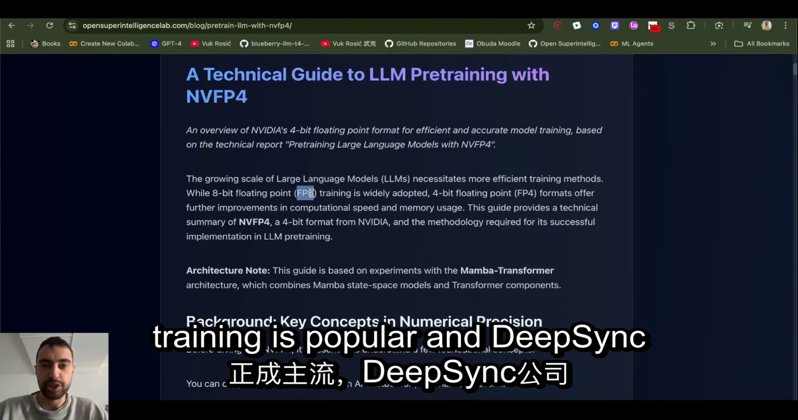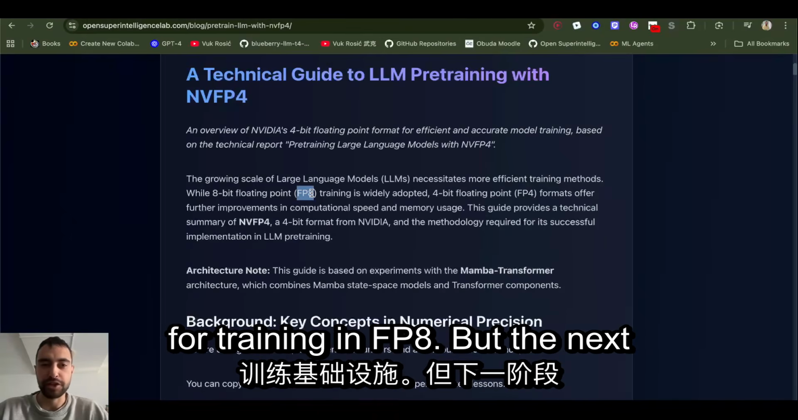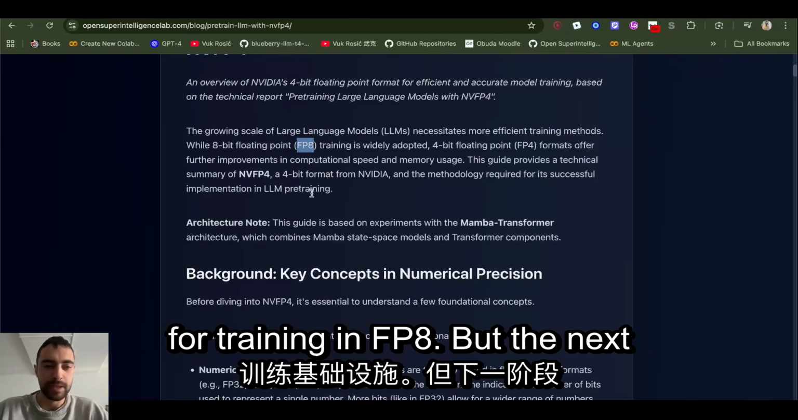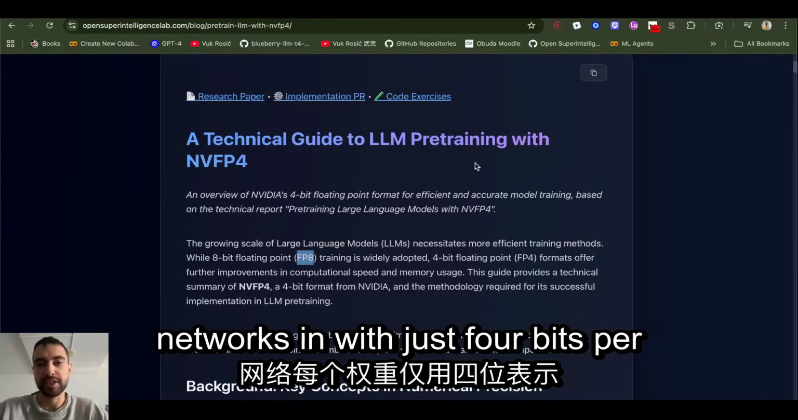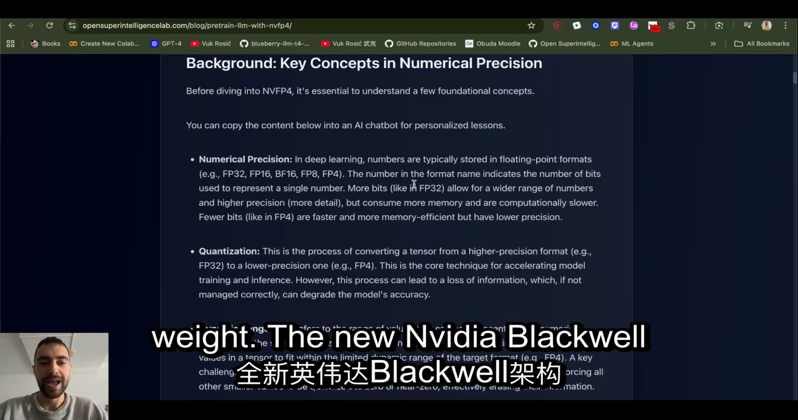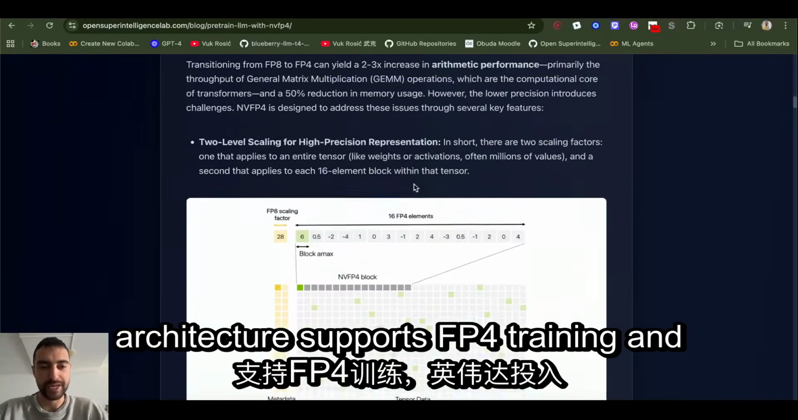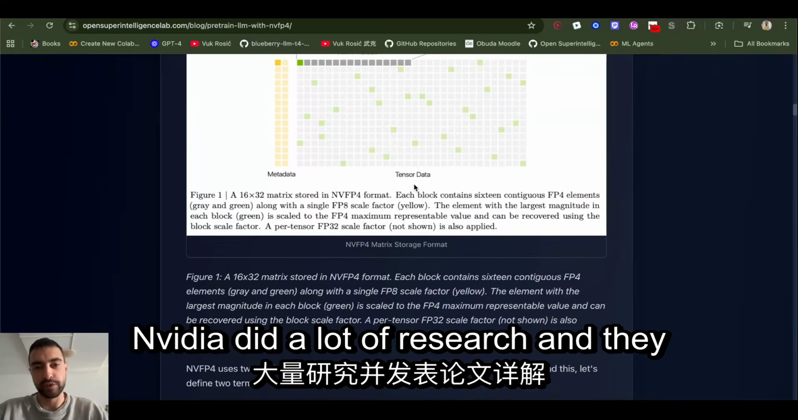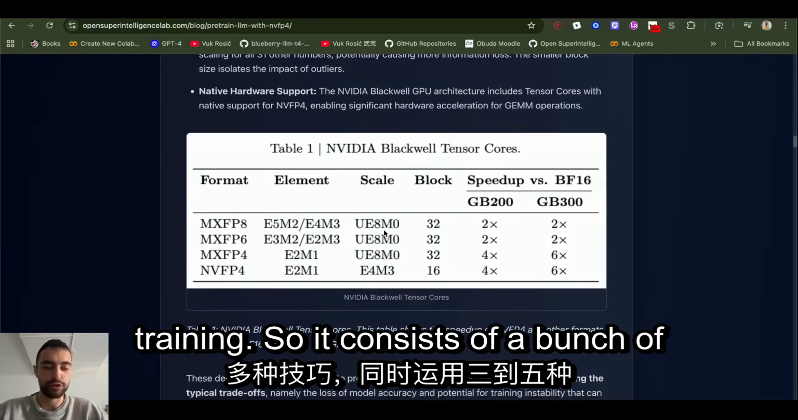Currently, FP8 training is popular, and DeepSeek released their whole infrastructure for training in FP8, but the next challenge is FP4, training neural networks with just 4 bits per weight. The new Nvidia Blackwell architecture supports FP4 training, and Nvidia did a lot of research and wrote a paper on how to use FP4 training.